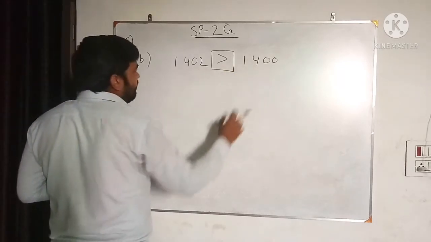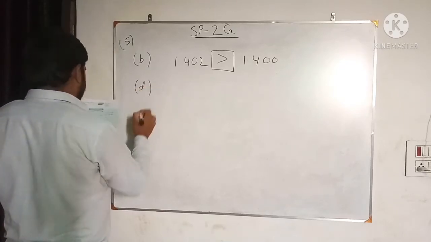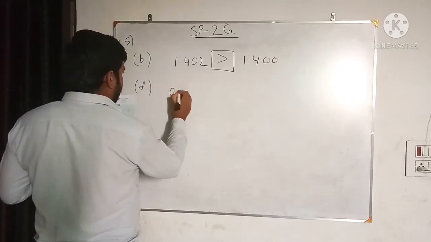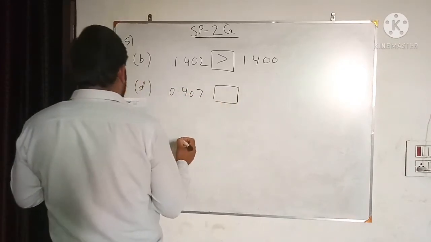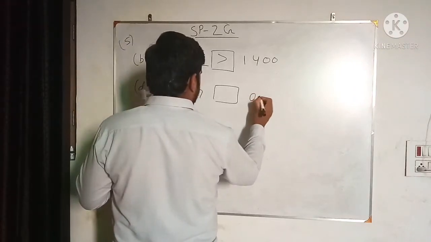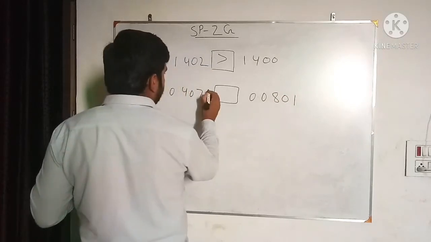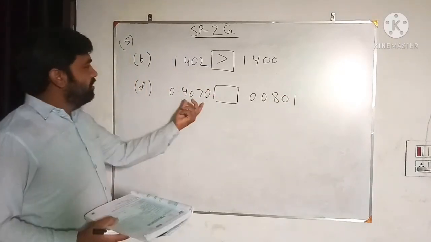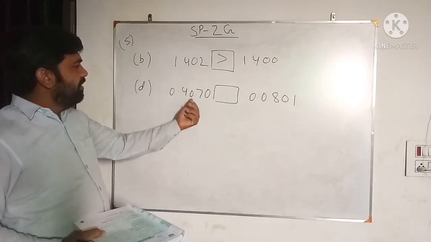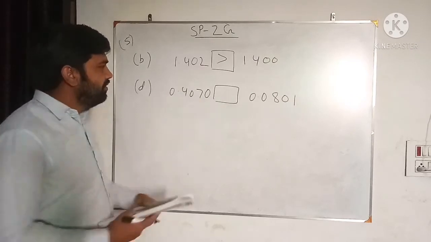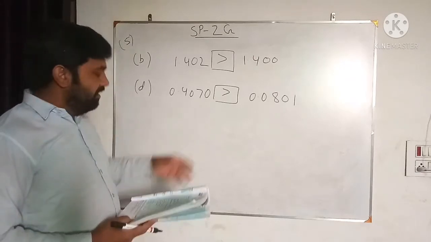First make the decimal places the same, then do the comparison. Now D: 0.407 and 0.0801. Here one has 4 decimal places and the other has 3, so add one more 0. Now here is also 4. Now compare. This is very easy. This number is 4070 and this is 0801. So this is greater than.